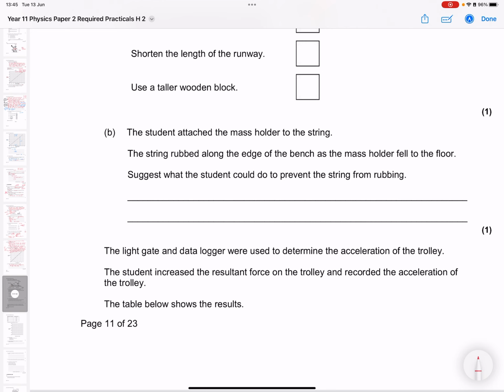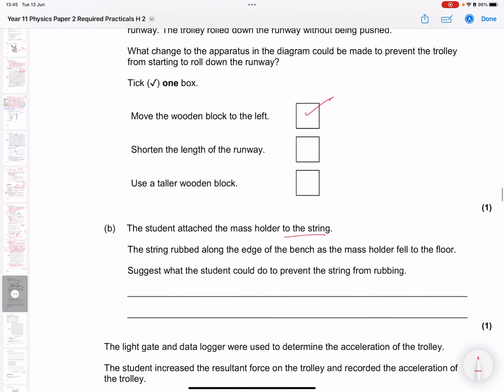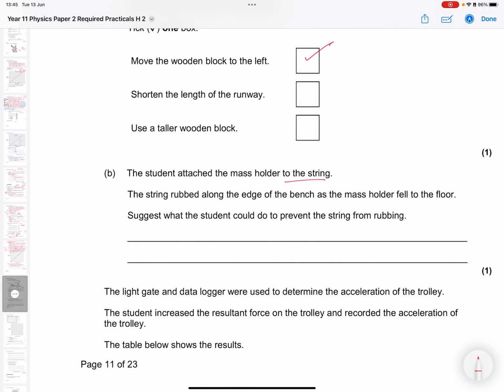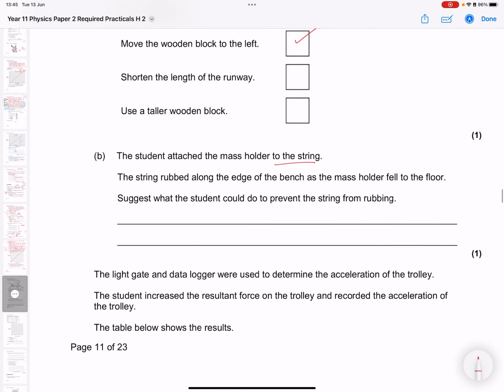The student attached the mass holder to the string. So the mass holder is here, and they are attaching it to the string, and the string rubbed against the edge of the bench as the mass holder fell to the floor. So they didn't use a pulley here, so that edge is going to be rubbed, so there's going to be friction. Suggest what the student could do to prevent the string from rubbing. So they could use a pulley system. Okay, so they could use a pulley.